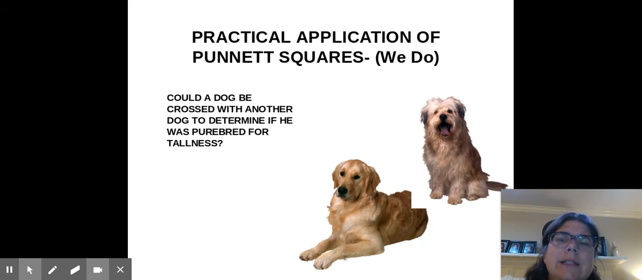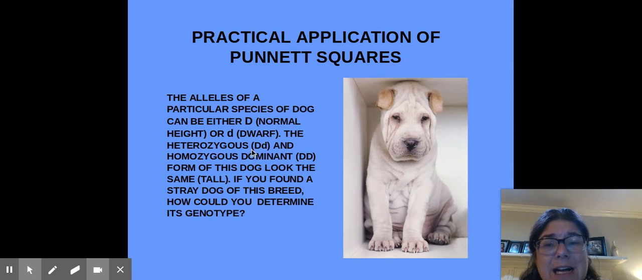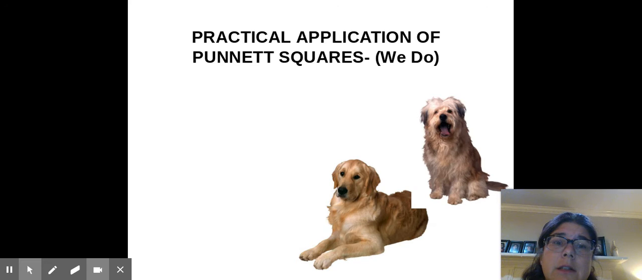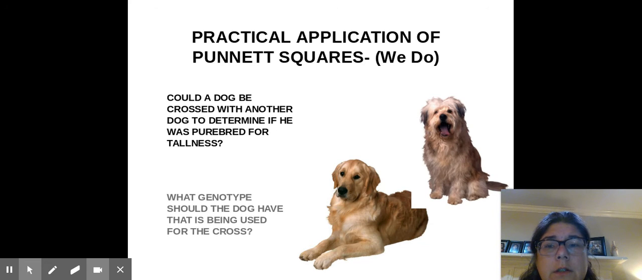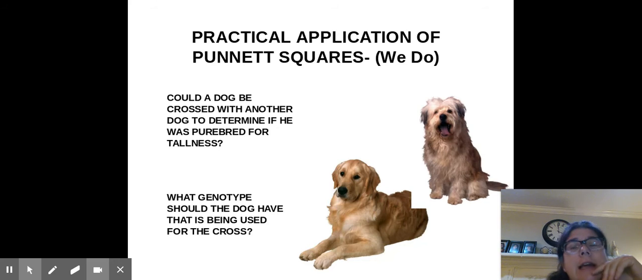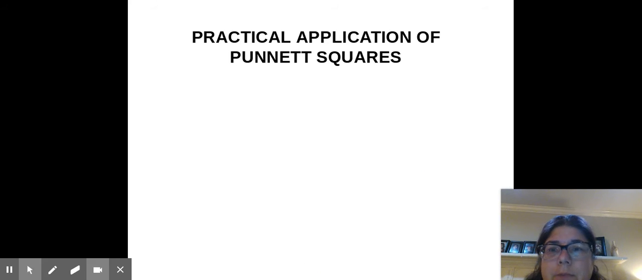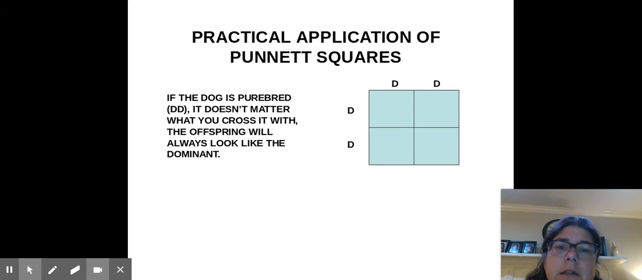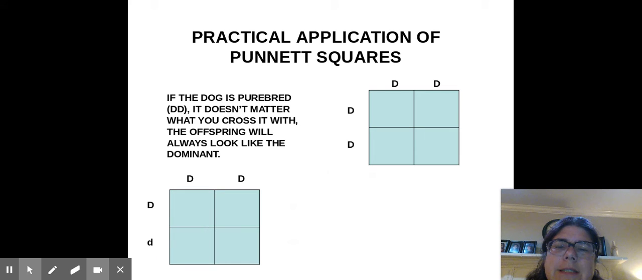So could a dog be crossed with another dog to determine if he was a purebred for tallness? So in this last one, we can't tell if it's tall, if it's heterozygous or homozygous dominant, pure, only big Ds. It could be either or if it's tall, but we can do another cross to see if it is. So in order for us to do that, we have to figure out what type of dog we know 100% for sure what the genotype is by looking at it. And in this case, we're going to look at some different options here.